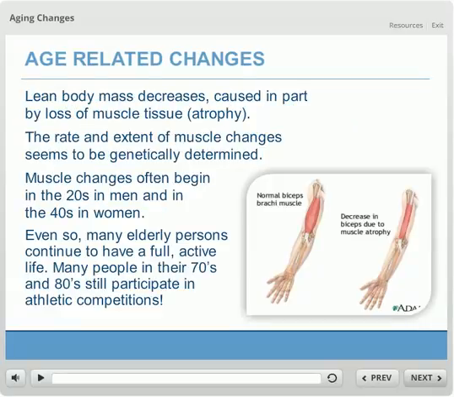Lean body mass decreases, caused in part by loss of muscle tissue called atrophy. The rate and extent of muscle changes seems to be genetically determined. Muscle changes often begin in the 20s in men and in the 40s in women. Even so, many elderly persons continue to have a full active life. Many people in their 70s and 80s still participate in athletic competitions. This diagram shows normal bicep muscles and then a decrease in biceps due to muscle atrophy.